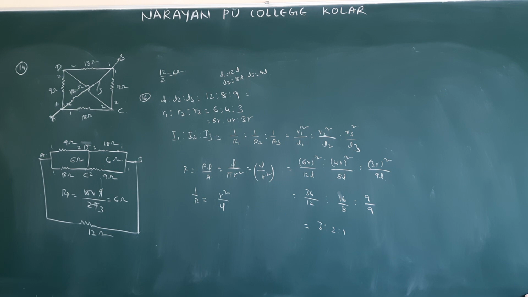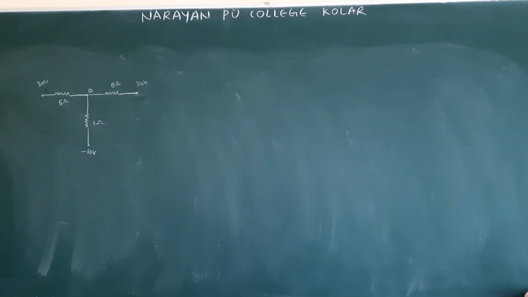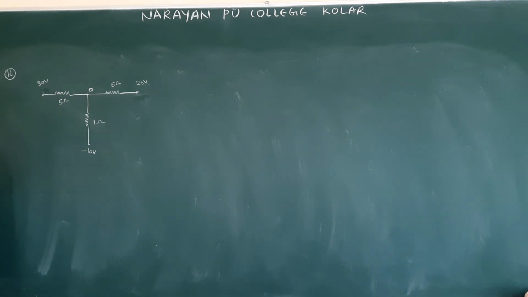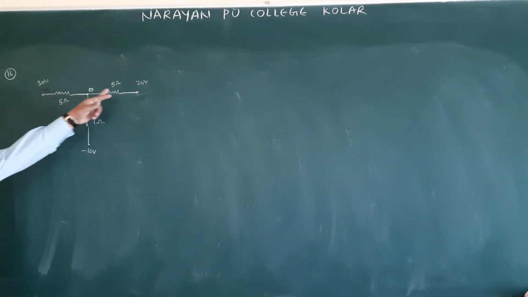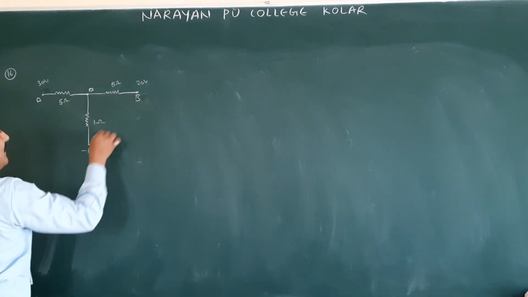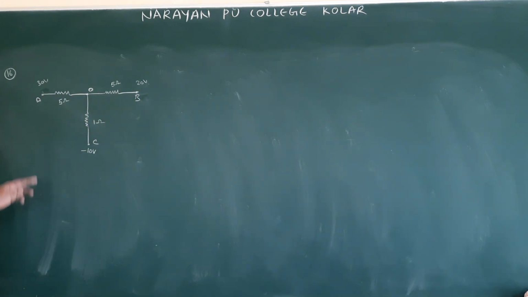Next, question number 16. In the diagram, it is a very important model, also from the exam point of view. What is the potential at point O? They have given 30 volt, 20 volt, and minus 10 volt. Take the points A, B, and C.